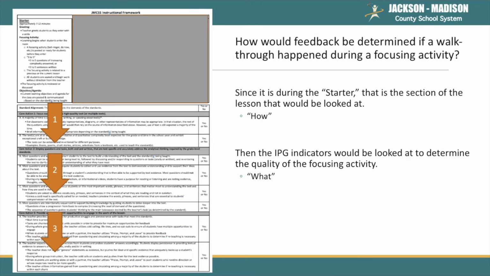So how would feedback be determined if a walkthrough happened during a focusing activity? Since it's during the starter, that is the section of the lesson that would be looked at first. Then the IPG indicators would be looked at to determine the quality of the focusing activity.